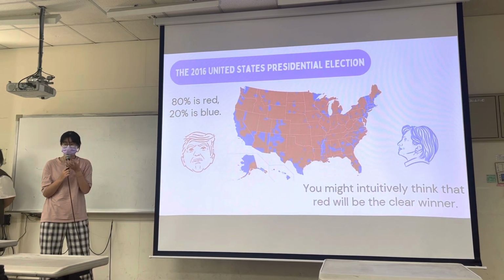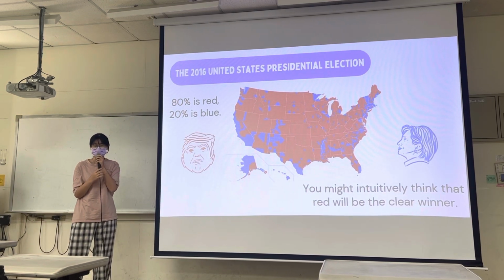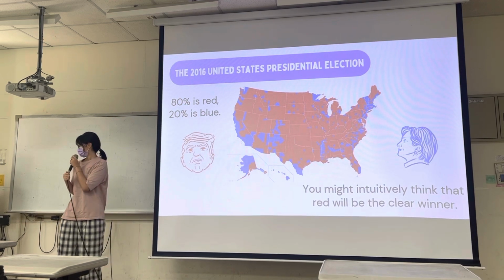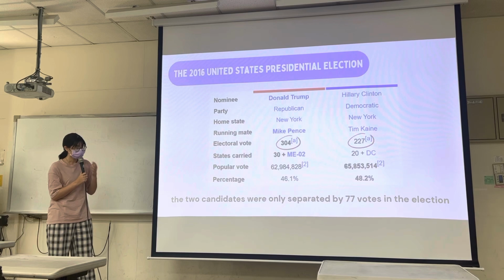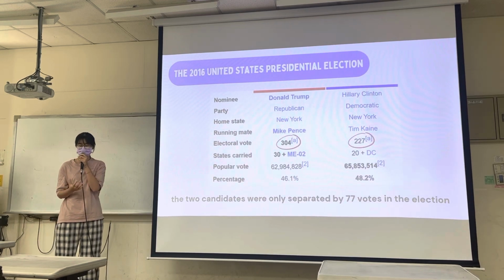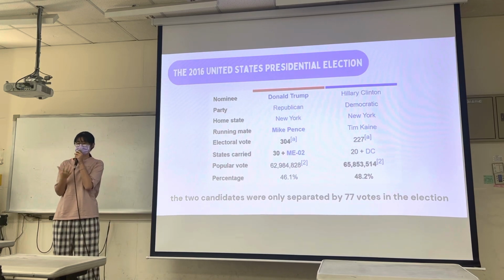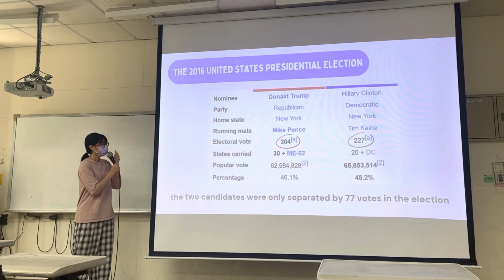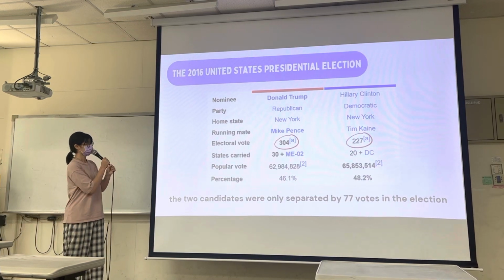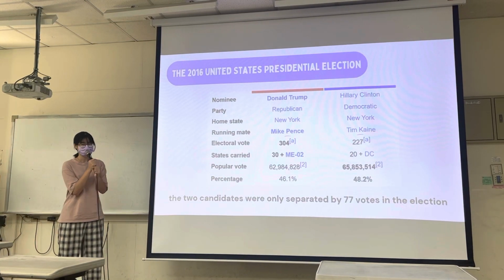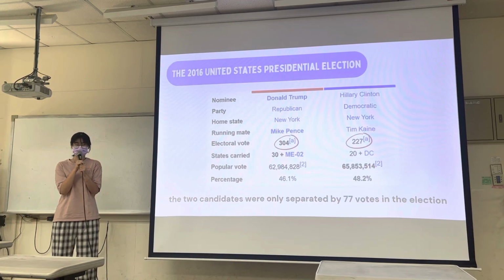So how do you feel after seeing this map? You might think that the red will be the clear winner of this allocation. However, when we see the actual data, we will find that the two candidates were only separated by 77 votes in the allocation. This result is far from what we expected. After these United States examples, we also found a similar situation in Taiwan.